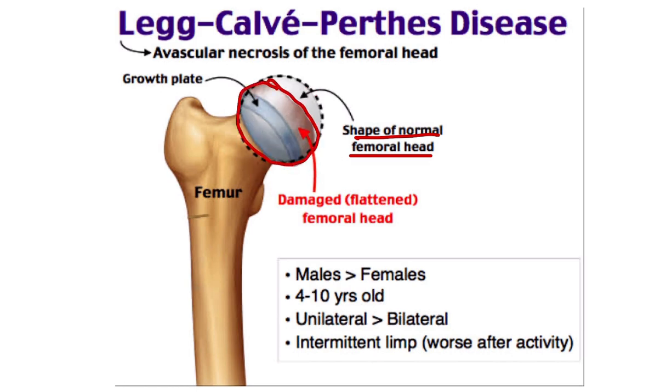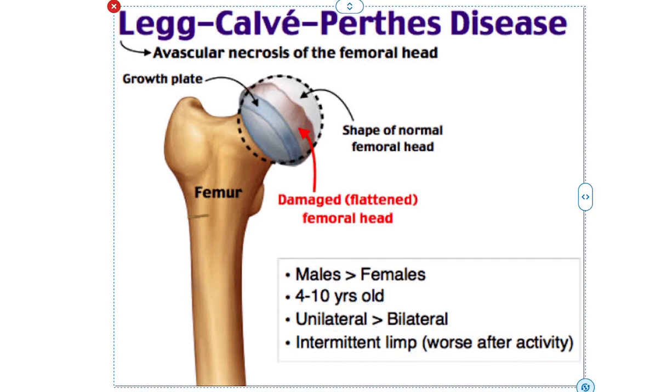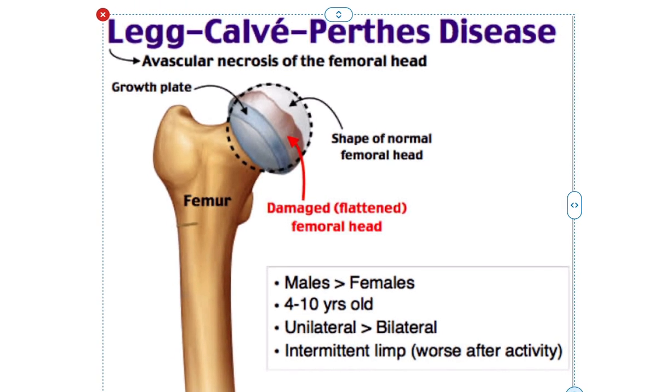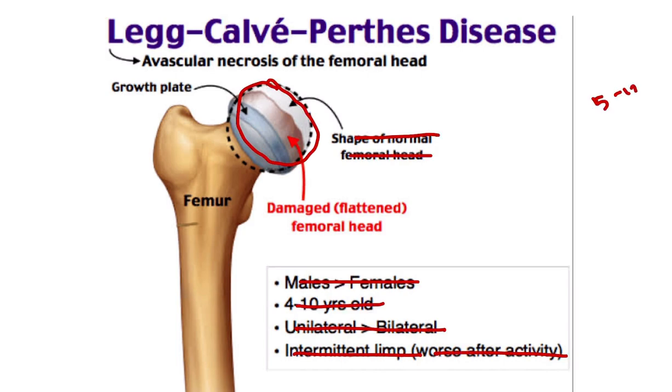And what is the prevalence? Here we can see males are more predominant than females. Age group 4 to 10 or 5 to 12, more unilateral than bilateral, and an intermittent limp that may worsen after activity may develop. So that is in short about Perthes disease, but the most important thing to remember is the age group, which is 5 to 12 years of age. This is very important.